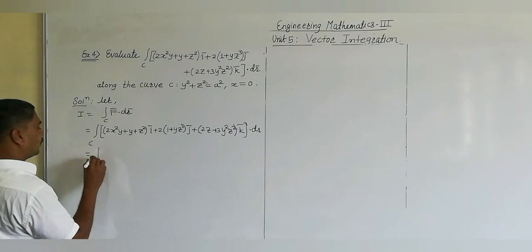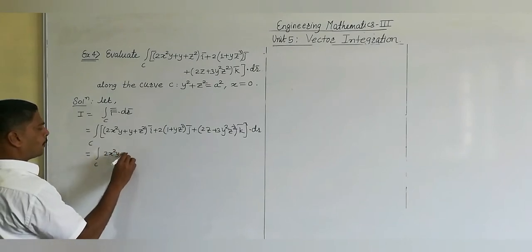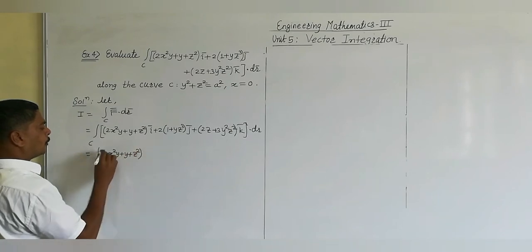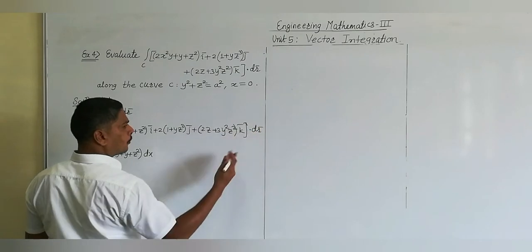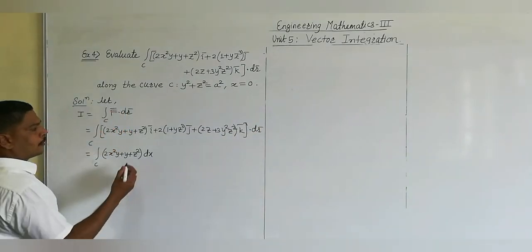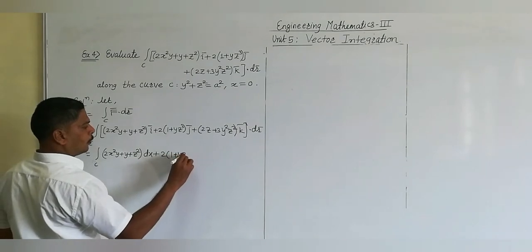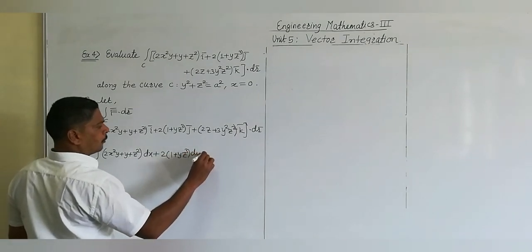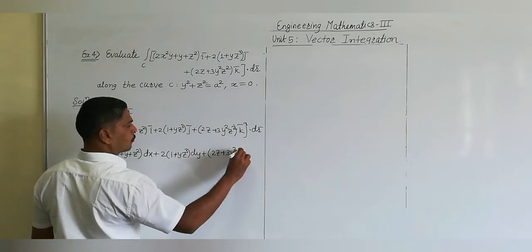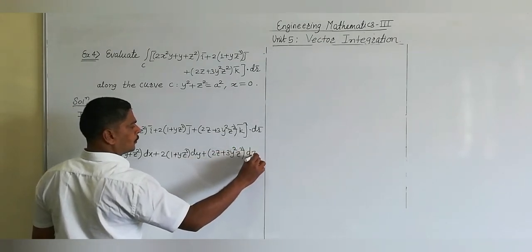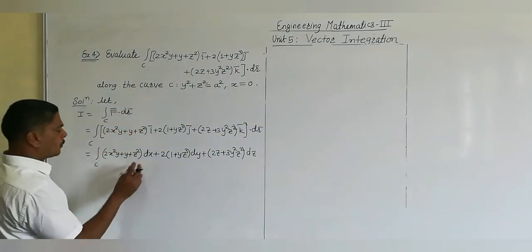Now after simplifying, we get 2x square y plus z square into dx, because dr bar becomes dx i bar plus dy j bar plus dz k bar. So using this we get 2 times 1 plus y z cube into dy plus into bracket 2z plus 3y square z square into dz. So our required integral is this one.